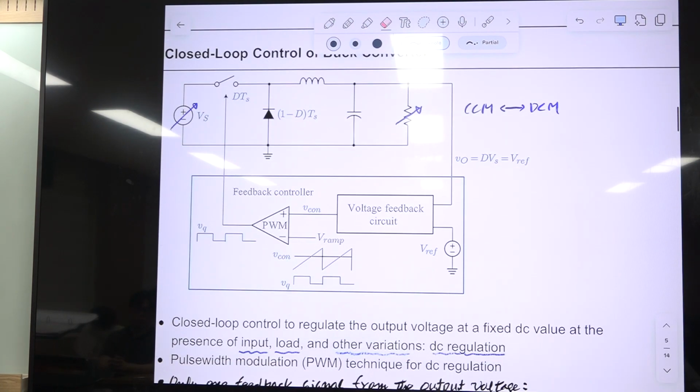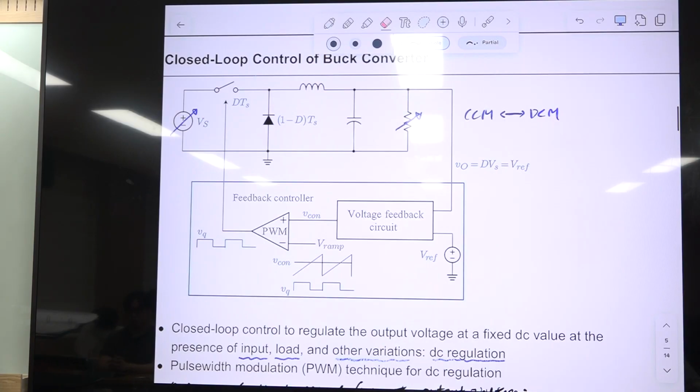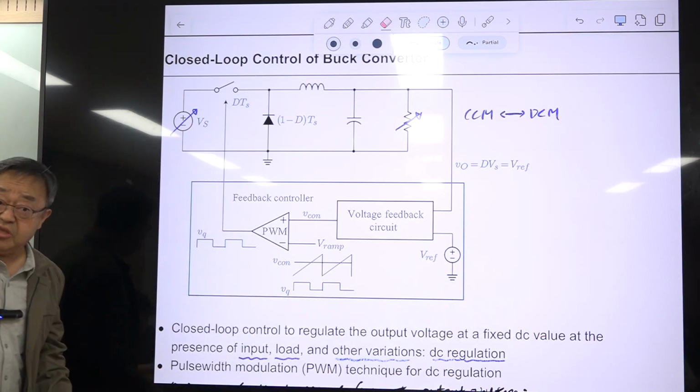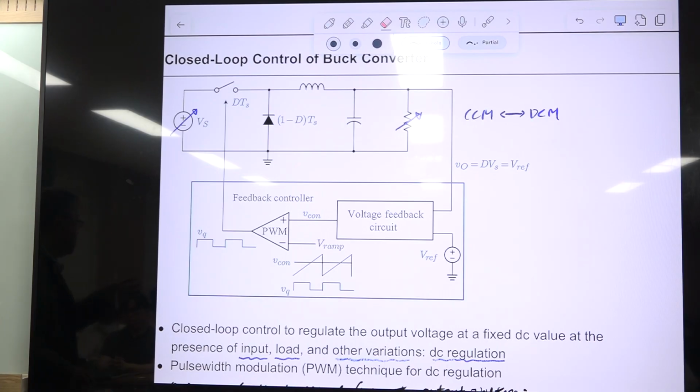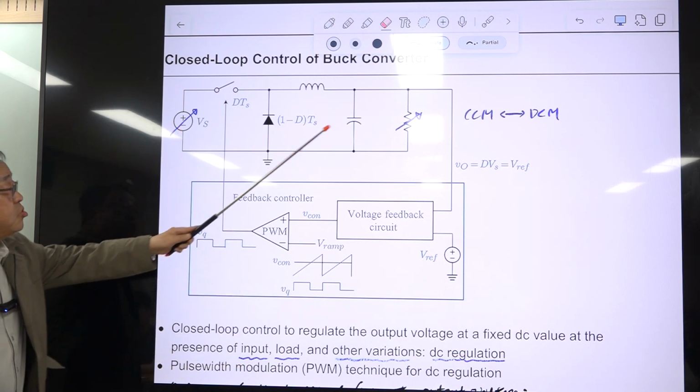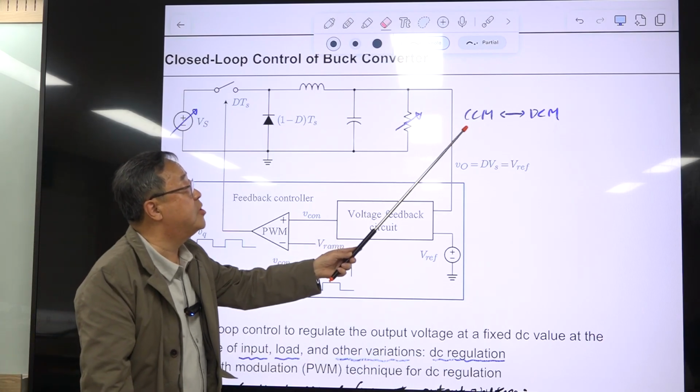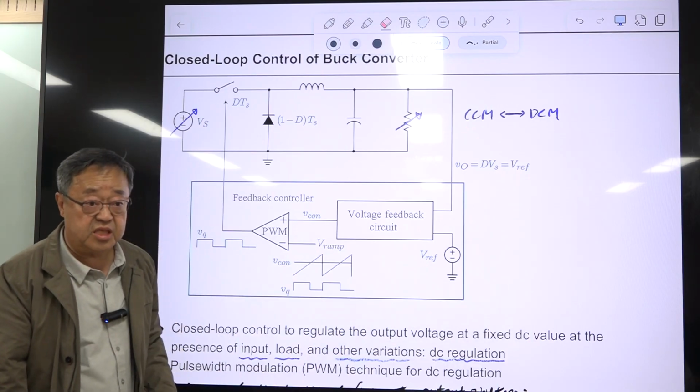Closed loop control and DC regulation. I already explained this lecture slide. Closed loop control is to regulate the output voltage at a fixed DC value in the steady state only. During the transient period, the output can vary, but it should return to this fixed value after the transient period, in the steady state, in the presence of input voltage variation, load current variation, and other variations. One of them is switchover between CCM operation and DCM operation.